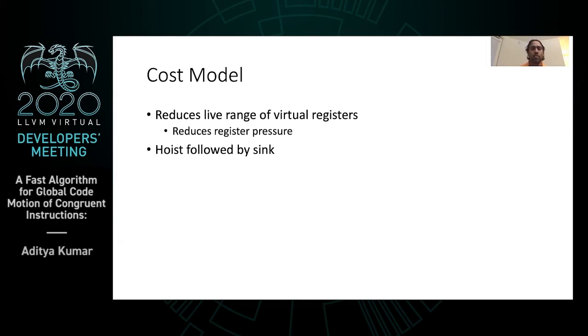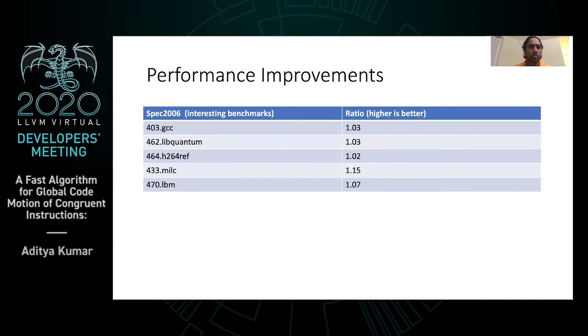Global scheduling essentially has two parts: one is hoisting, followed by sinking. We do the hoisting first because that uncovers more opportunities, and then sinking, because sinking does not have so many opportunities when we are running the benchmarks.